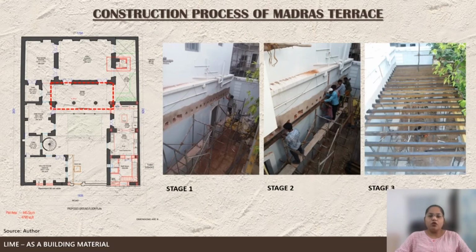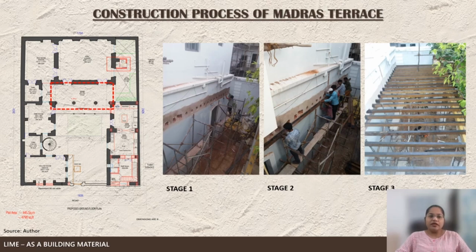Moving toward one more construction process with the use of traditional lime, it's called Madras terrace, majorly found in South India. The first stage is making holes in the brick wall for the fixing of wooden rafters. The second stage is fixing a thick wood wall plate in the wall to hold the wooden rafters for the Madras terrace of a veranda, where the wood faces the masonry wall. The surface is painted with black Japan paint.